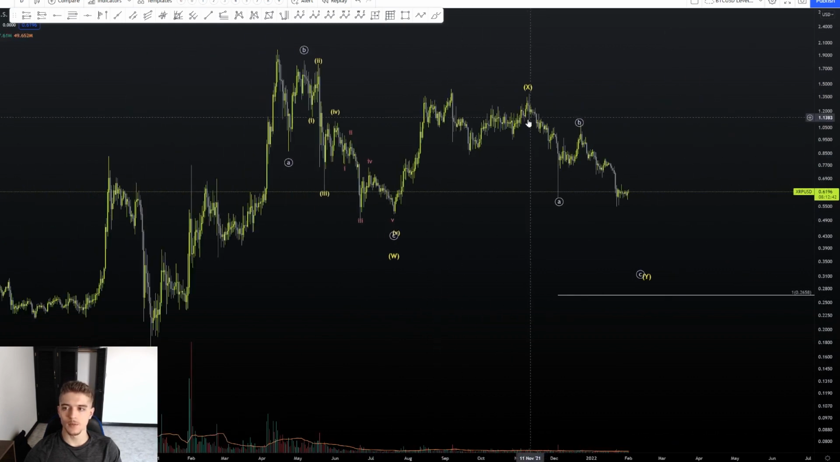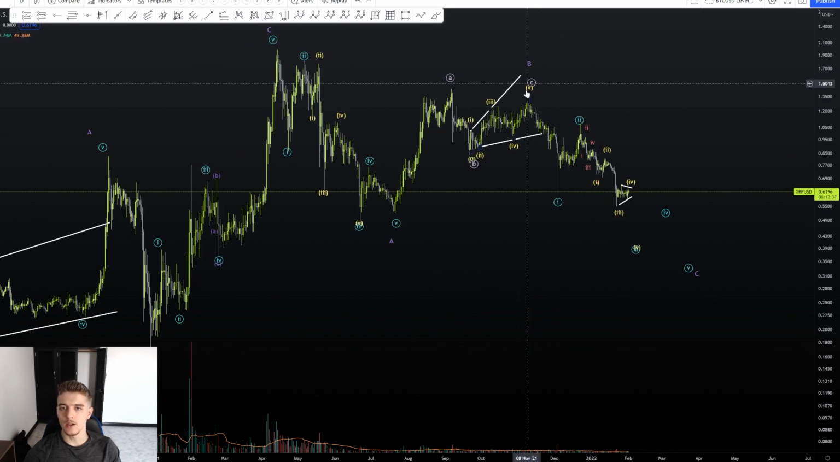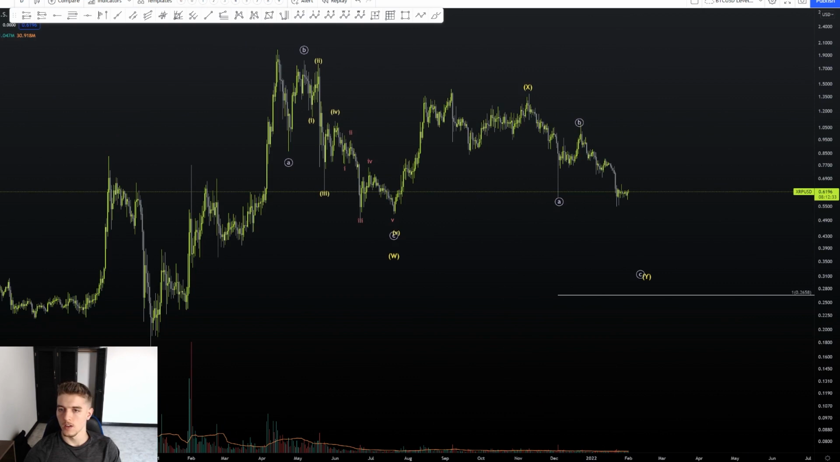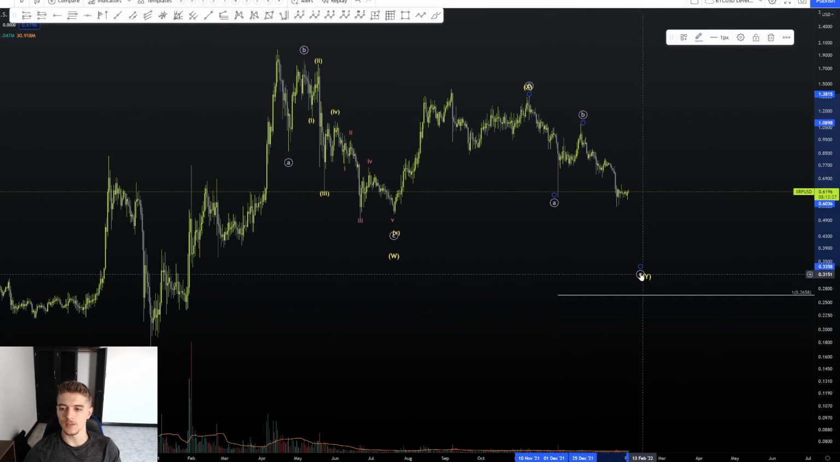Then we came for an X wave, which has the same subdivisions as I showed you guys previously in this count. So this would be a wave X instead of a wave B. And then this would all be a wave A down here instead of a wave 1. We came out for a wave B, and we're coming down for a wave C.